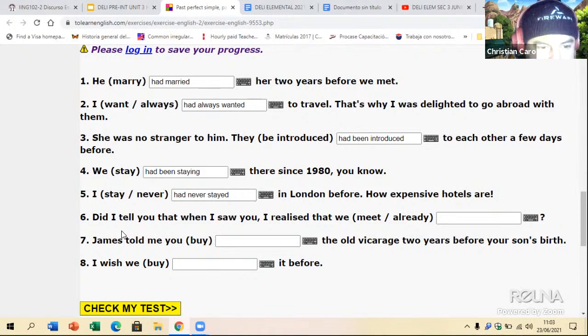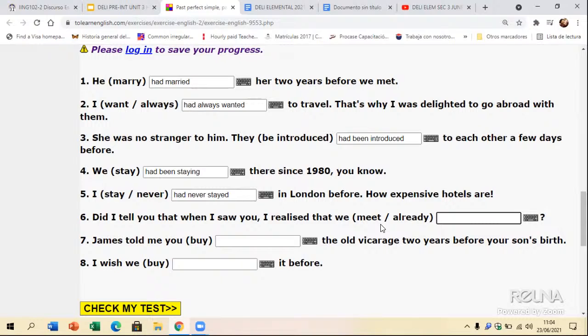Good. Entonces, number 6 dice, did I tell you that when I saw you, ahí tenemos el pasado, I realized that, esta técnica es muy antigua y en cheesy, en cliché. Did I tell you that when I saw you, I realized that we... Qué chistoso. Ya, entonces tiene que decirme, chiques, si está claro que no puede ser simple past. ¿Cuál sería aquí la opción? We had already met, dice Tomás. La conoce muy bien entonces la frase, ¿no? Todo un Casanova Tomás Vega. Un Don Juan.